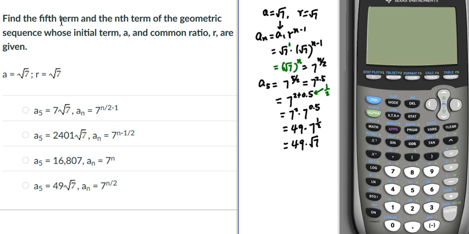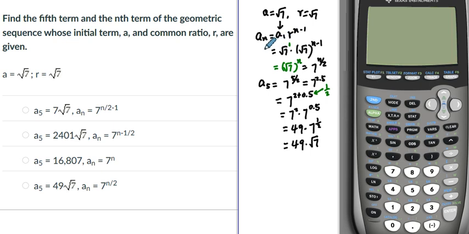Here, let's find the fifth term and the nth term of the geometric sequence whose initial term a and the common ratio r are given. Here, the initial term is radical 7. The common ratio is radical 7 as well. The initial term is the first term, normally denoted by a sub 1.